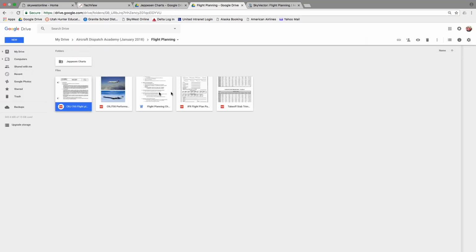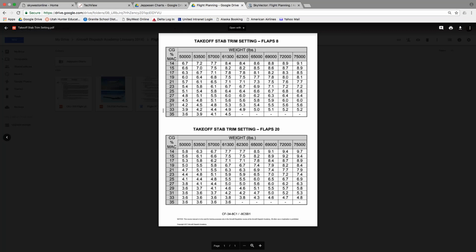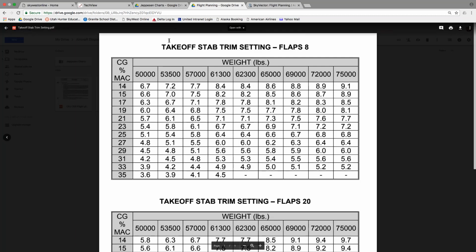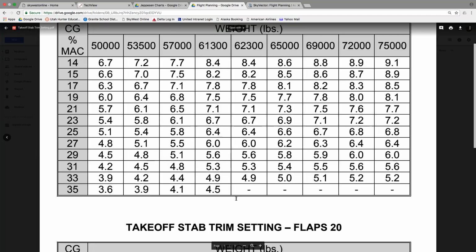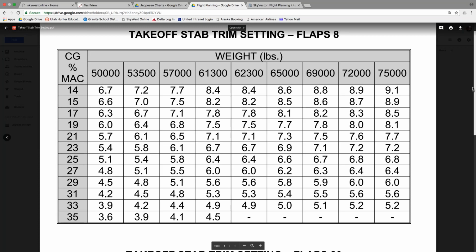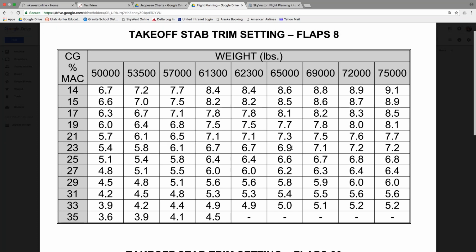Flight planning, okay. We're going to go over to our takeoff stab and trim, percent of MAC. We'll take a look at this chart. Okay, we're always flaps 8, right? So we're always this first chart. So what was our takeoff weight? 64,215. Okay, so we're just going to round that up to 65,000 pounds and use 23% of MAC. That gives us this beautiful number right here.